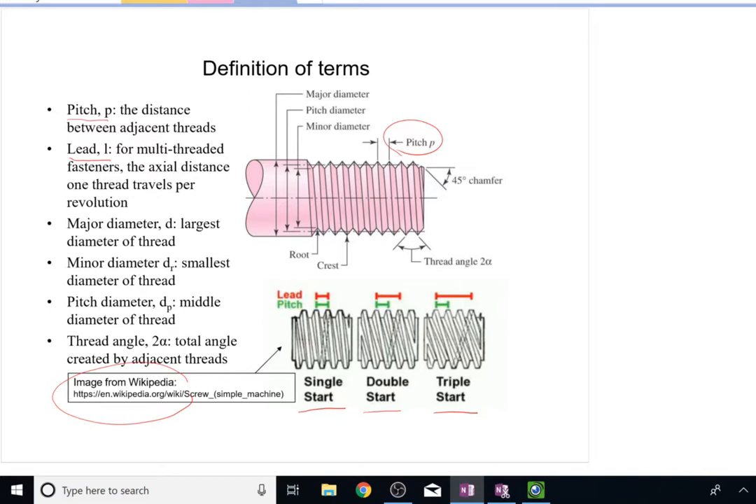Major diameter, minor diameter, pitch diameter. These are all defined here. That's these three. And the thread angle, 2 alpha, is the total angle created by adjacent threads. I believe this one is a figure out of the book. So, figure from the book. Obviously you want to check out those definitions, but graphically they're shown there.